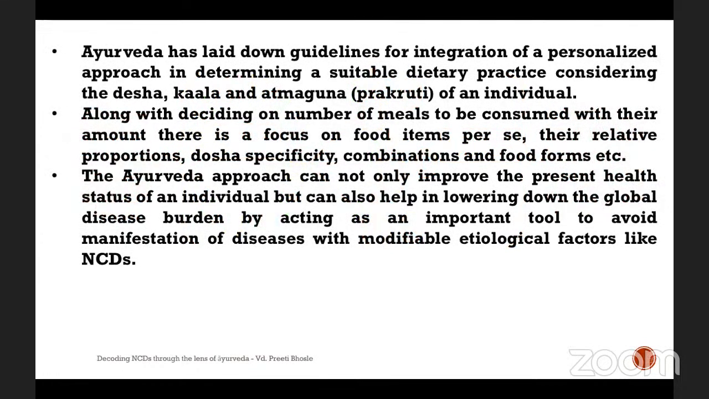Ayurveda has laid down guidelines for integration of a personalized approach in determining a suitable dietary practice, considering the desh, kal, prakriti of an individual. Along with deciding on the number of meals to be consumed with their amount, there is a focus on food items as well, their relative proportions, dosh specificity, combinations, and food forms, etc. The Ayurveda approach can not only improve the present health status of an individual, but it can also help in lowering the global disease burden by acting as an important tool to avoid manifestation of diseases with modifiable etiological factors, like the factors that we just discussed in previous slides. They are all modifiable. There is nothing we cannot modify.